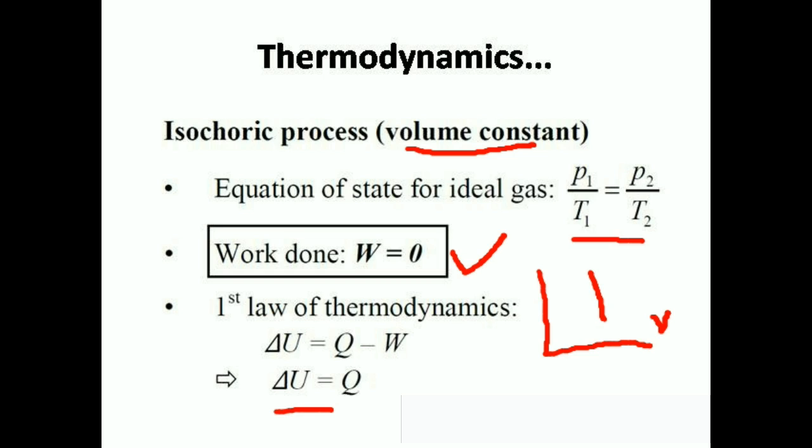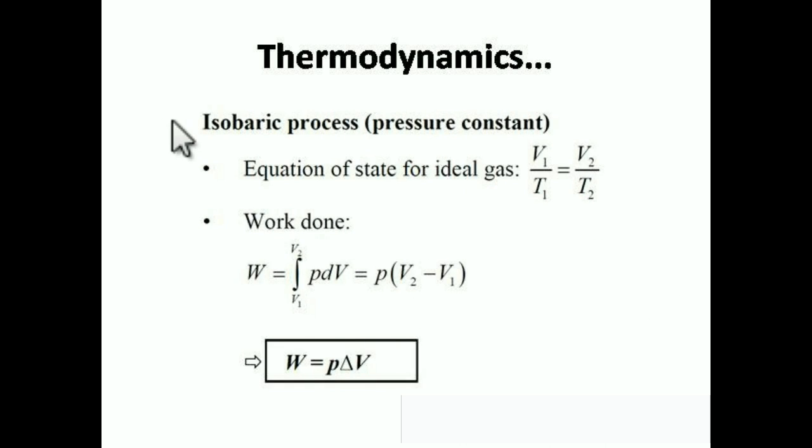Then the next process is the isobaric process. Isobaric process means pressure is constant. Now again, PV = μRT. If pressure is constant, then volume is proportional to temperature, that means V1/T1 = V2/T2. A very simple thing. This is the equation of gas for a constant pressure process.